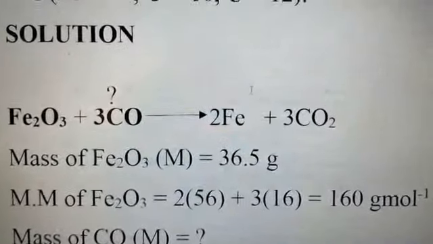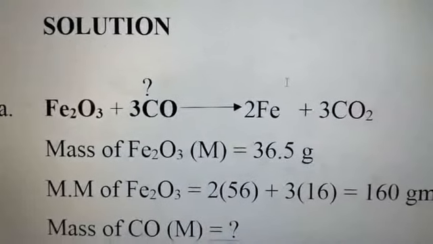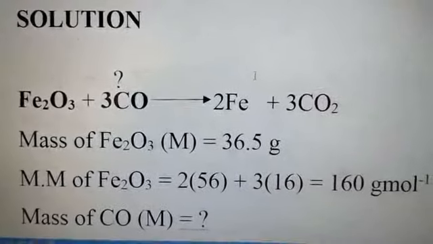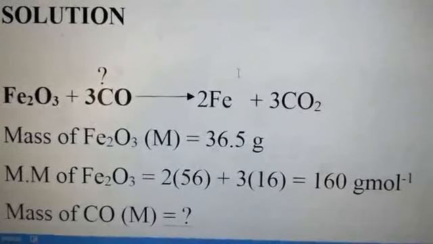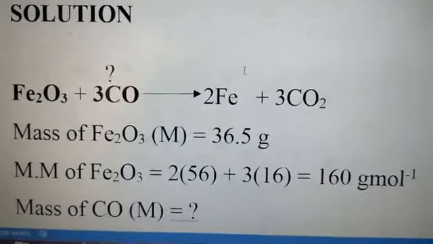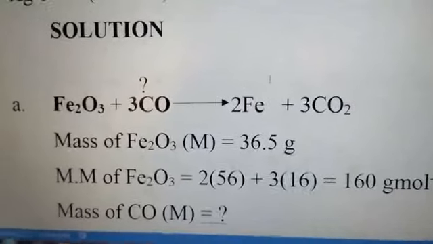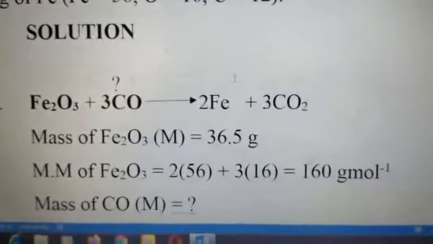So iron oxide, or the iron ore, is the known substance. But we're looking for the mass of carbon II oxide, which is unknown. That's why you have a question mark on it. The two substances were made bold.